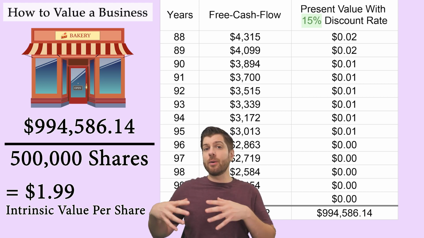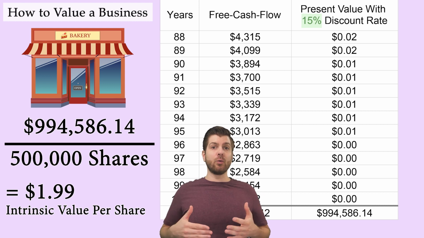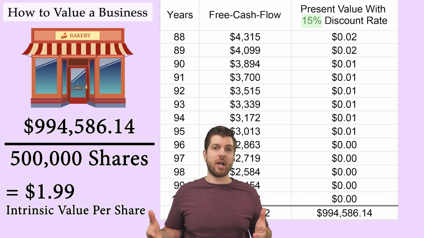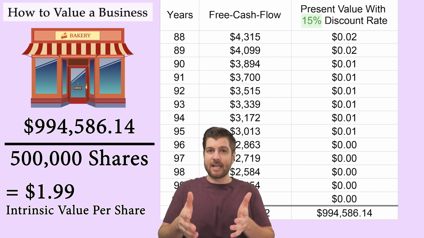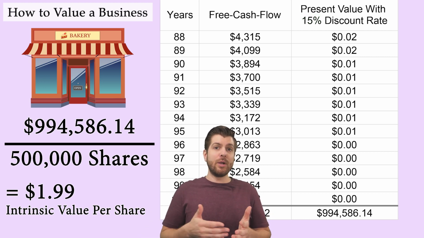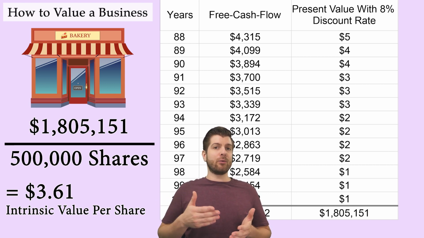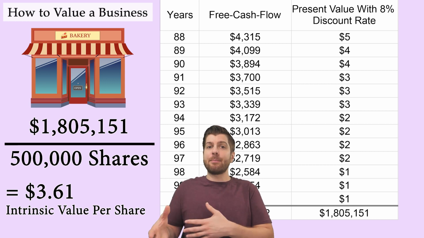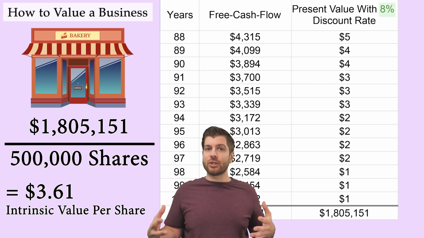Cool, right? And if we could buy shares of this business for less than $1.99, then our annual rate of return would be higher than 15%. And if we paid more than $1.99 per share, then our annual rate of return would be lower than 15%. That makes sense, right? And if we were okay with only getting an 8% annual return, for example, we could change the discount rate to 8%, and we would now find that if we paid $3.61 per share, then buying shares of this bakery at that price would be an investment that would give us an 8% annual return on investment.